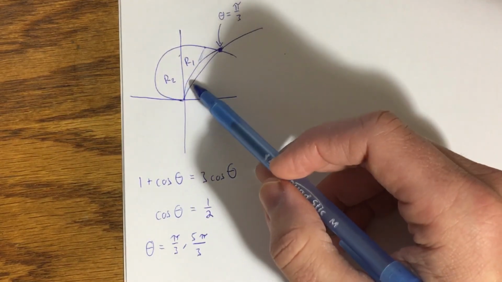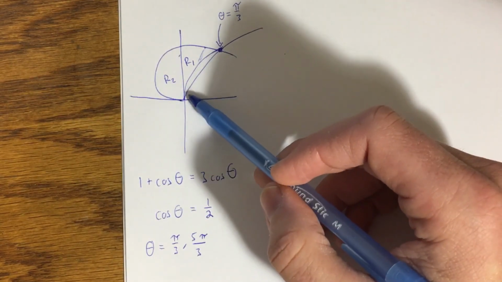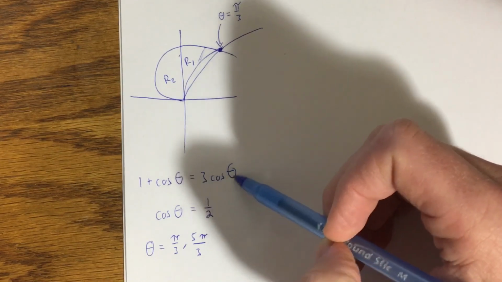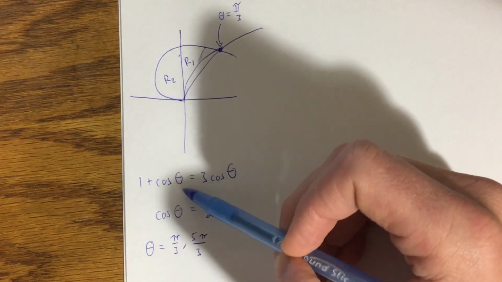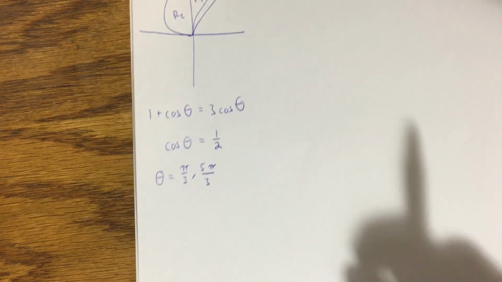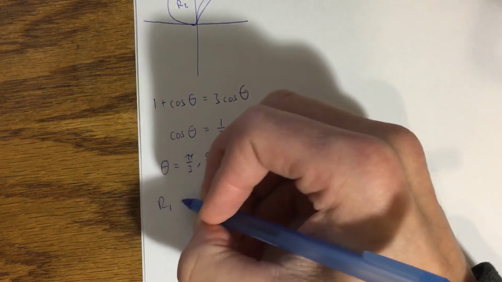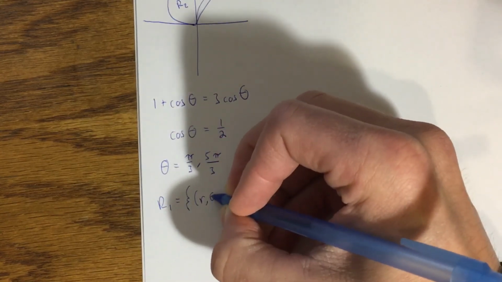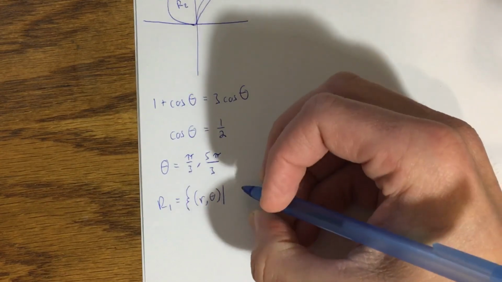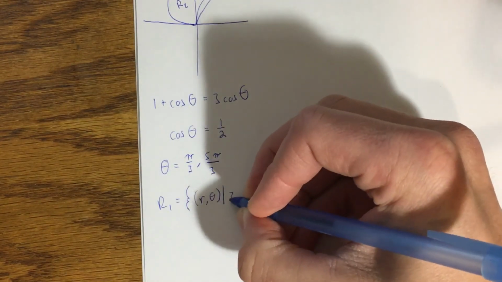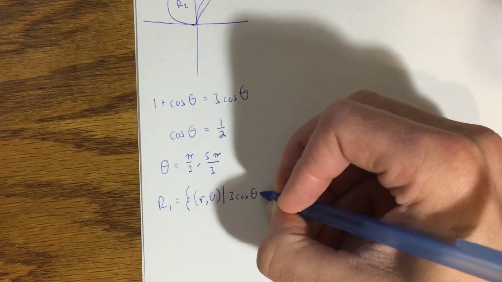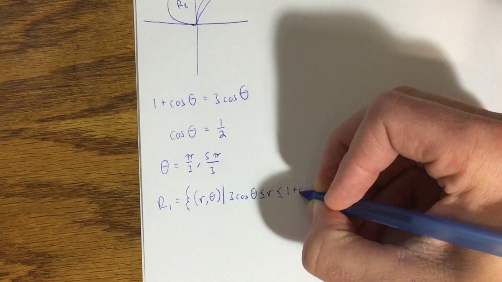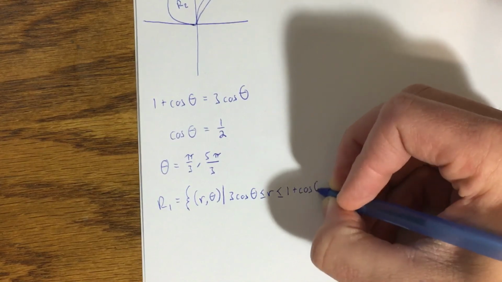So in this sense, we're only looking for values of r that are greater than the circle 3 cosine of theta and less than the cardioid 1 plus cosine of theta. That means R1 can be described by this region. It's the set of all (r, theta) such that r lies between, again, the circle 3 cosine of theta and the cardioid 1 plus cosine of theta.